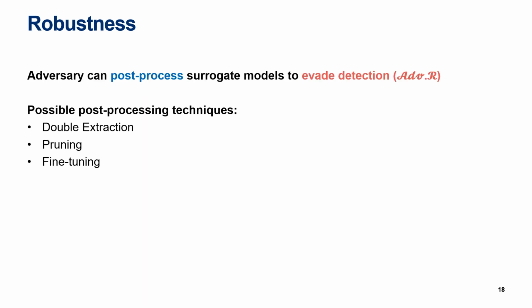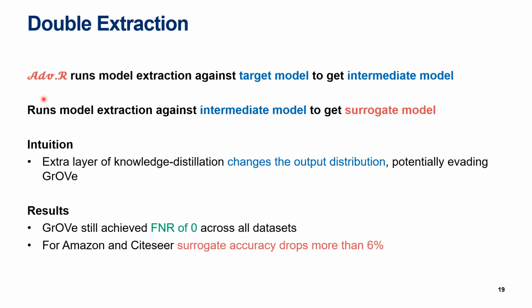This fulfills the first criteria, but we also talked about robustness, in which case the adversary can post-process the surrogate models to evade detection. Some possible post-processing techniques are double extraction, which we will talk about later, pruning, and fine-tuning. Double extraction is when the adversary runs a model extraction attack against the target model to get an intermediate model, and then runs another model extraction attack against the intermediate model to get the surrogate model. The intuition is that this extra layer of knowledge distillation might change the output distribution, potentially evading GroVE.